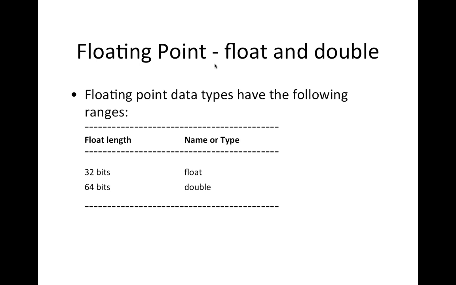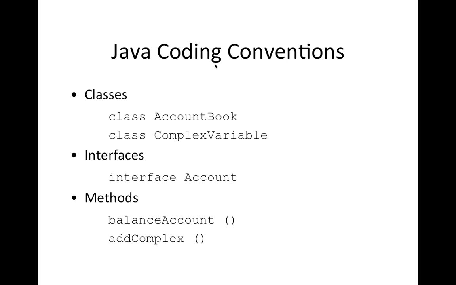Float is 32 bits and double is 64 bits. Okay, fine. Java coding conventions. For classes, this is actually called Pascal case, or type case, like class AccountBook. The first letter of each noun is in uppercase. Okay.